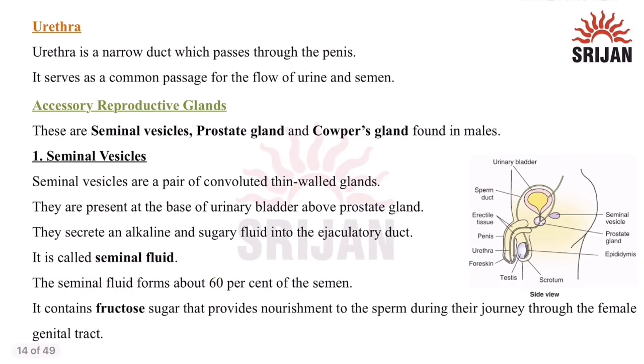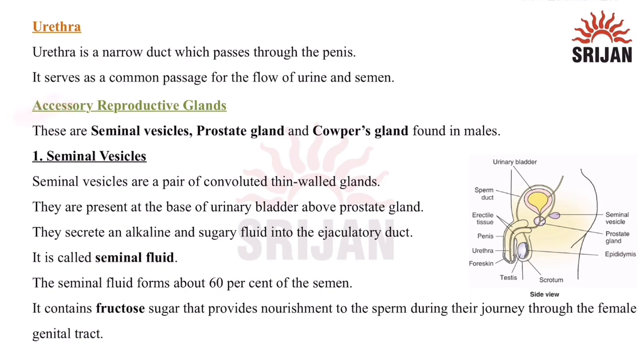Urethra, which is this tube or duct, is a narrow duct which passes through the penis. It serves as a common passage for the flow of urine as well as semen, because this is our urinary bladder which contributes the urine, and this is our sperm duct which contributes the sperm. So it is a common passage for both urine and semen.